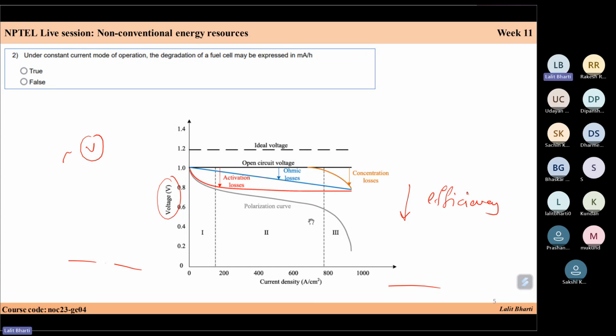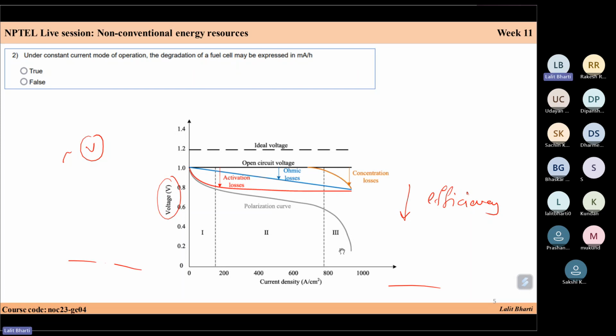So you will get this kind of curve: the first, second, third. First is decreasing, then 200 to around 800. This is your typical range where you can use the fuel cell. Then the third one is sharply decreasing. So we should avoid this much of high currents.